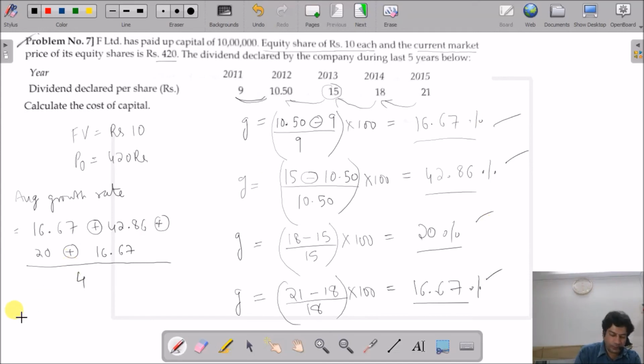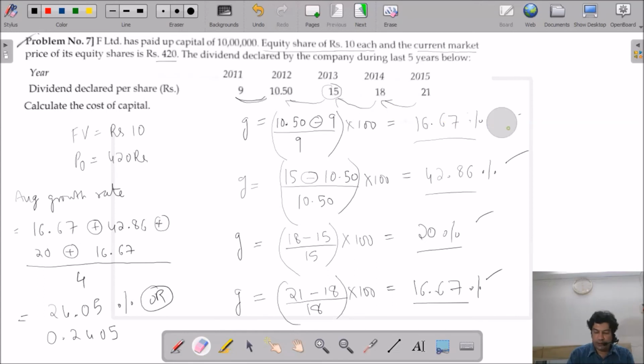So we are going to divide by 4. So we are going to find a simple average. 16.67 plus 42.86 plus 20 plus 16.67 divide by 4. So I'm going to get 24.05 percentage, or if I divide by 100, 0.2405. So this part will be our growth. So I will be rubbing this part. You can pause the video and copy it down.